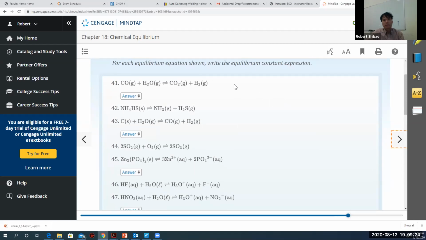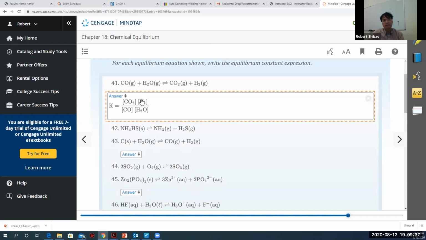Write the equilibrium constant expression. So here, this is going to be the concentration of CO2 times the concentration of H2 divided by the concentration of CO, and the concentration of H2O gas. And so K, which is the constant, is the ratio that we should have at equilibrium. And so this is our target.